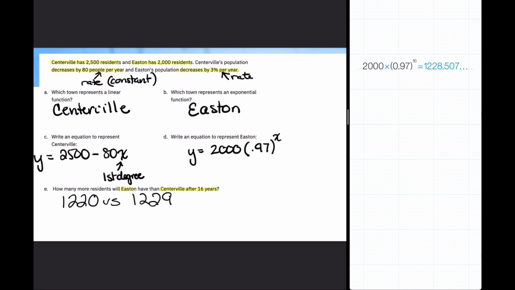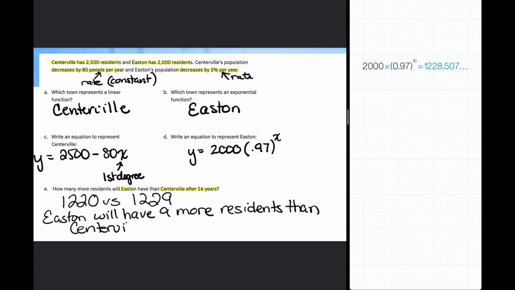All right, so how many more residents will Easton have? Easton will have 9 more residents than Centerville after 16 years. And I also just want to note, look at how much of a decline that was. Just taking a look and seeing how much of a decline that represented overall. All right, but let's hit pause and jot this down into our notes.